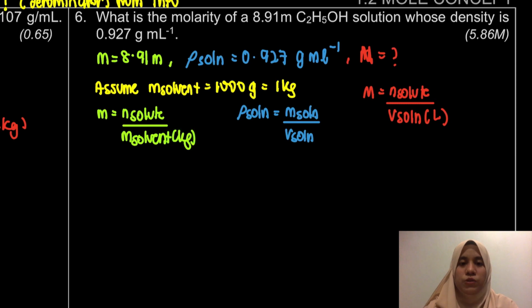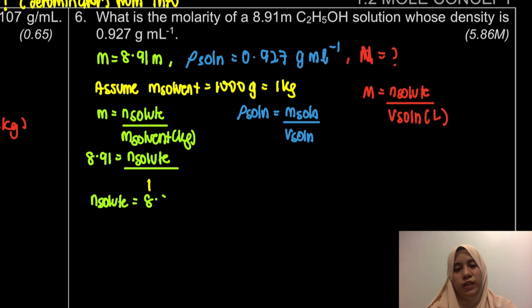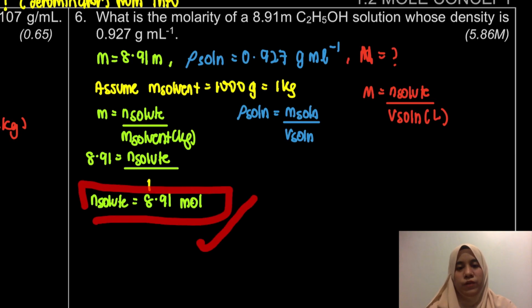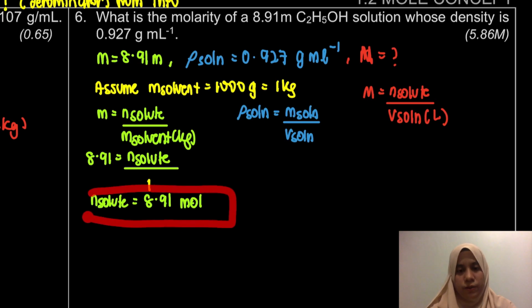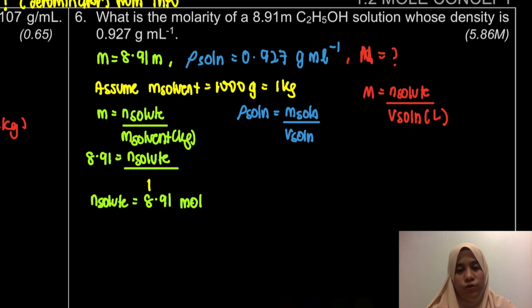Okay, so I'm just going to substitute straight away. Remember, since for the molality the unit is kilogram, here I'm just going to write down 1 kilo, not 1000 gram. Okay, and then you get the number of mole of solute is 8.91 mole. Okay, so the number of mole of solute we already got. But right now we have to find the volume of solution in liter. So volume of solution, let's find out.